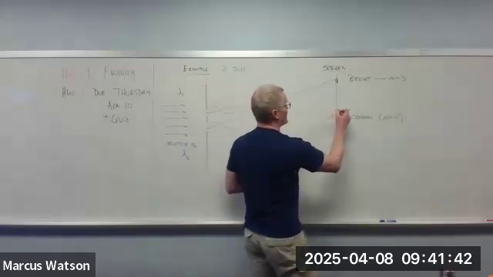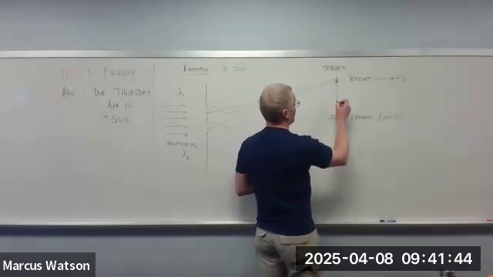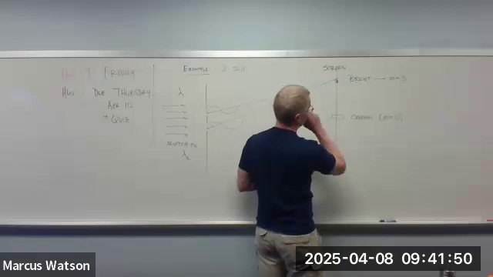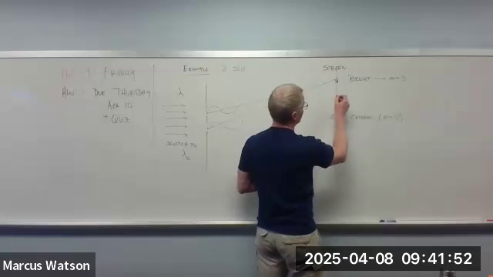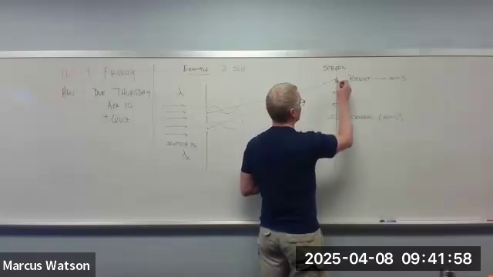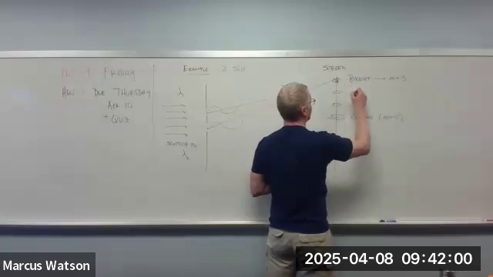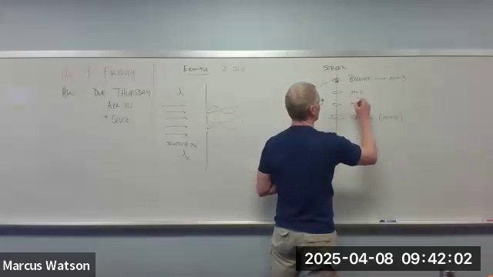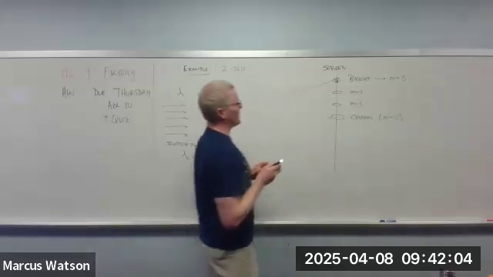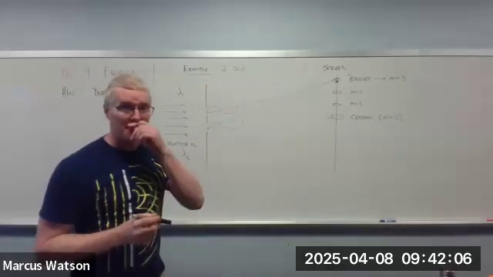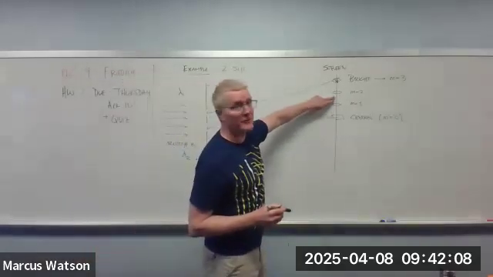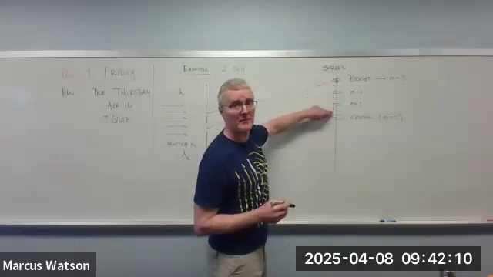I'll have a dark fringe here, and I'll have a bright one here, a dark one here, and then another bright one here, and then a dark one there. So I've got 3. I gotta go 1, 2, 3. This is n equals 2. This is n equals 1. All right. So those are the bright fringes, and in between is a dark fringe. There is a dark spot here.